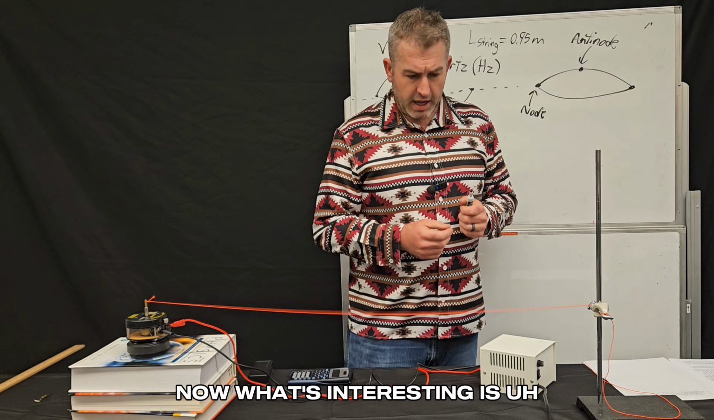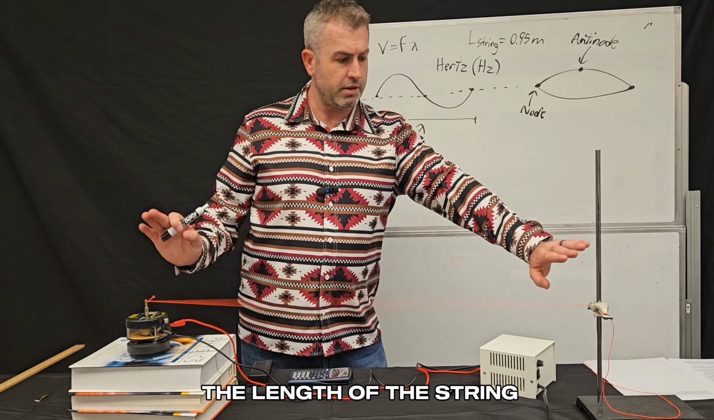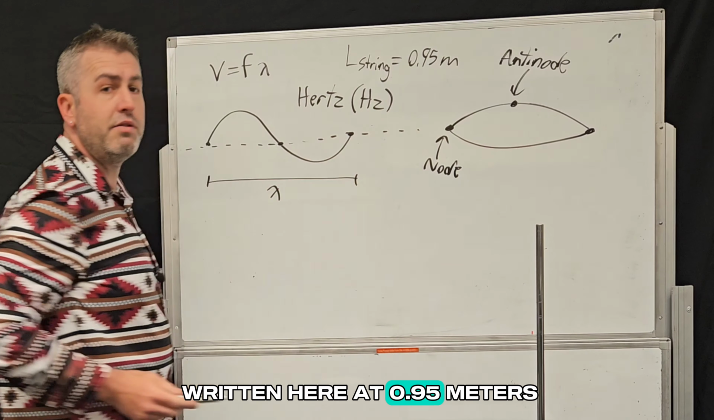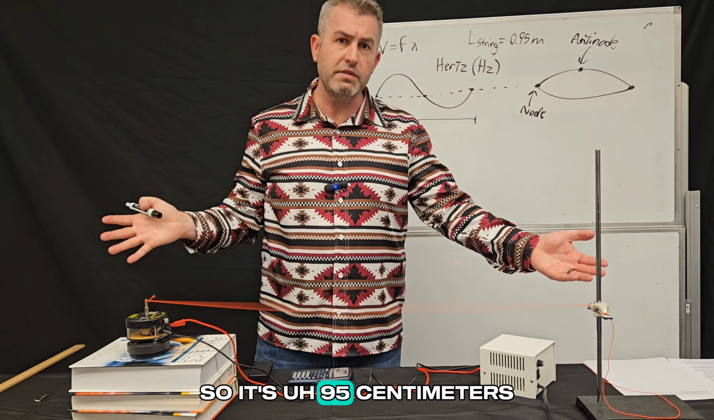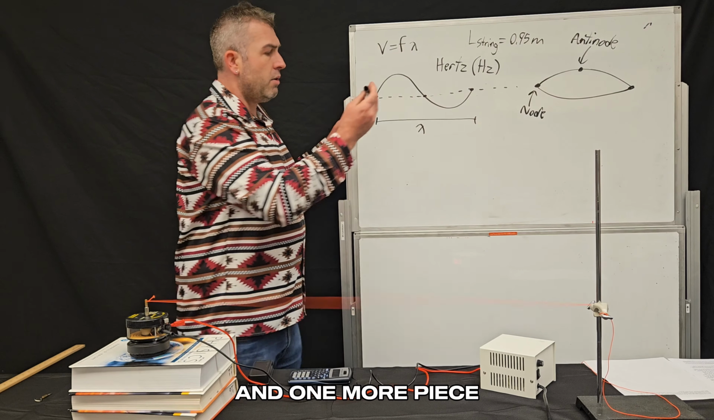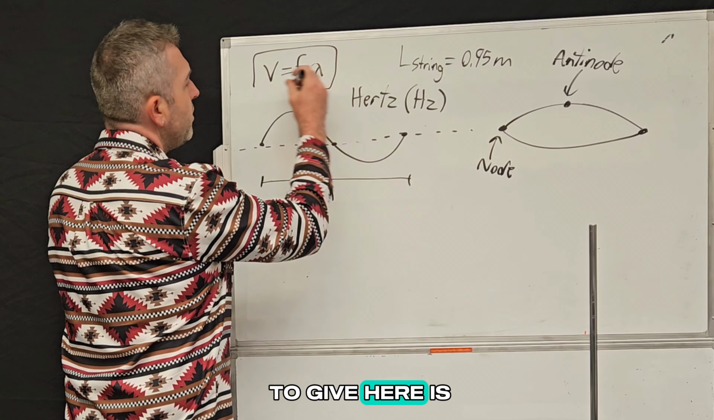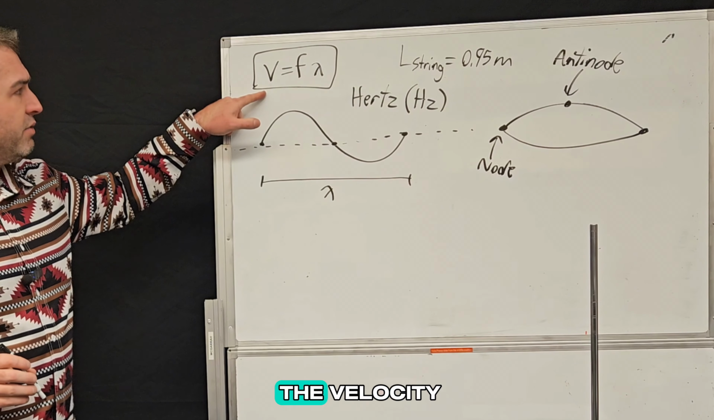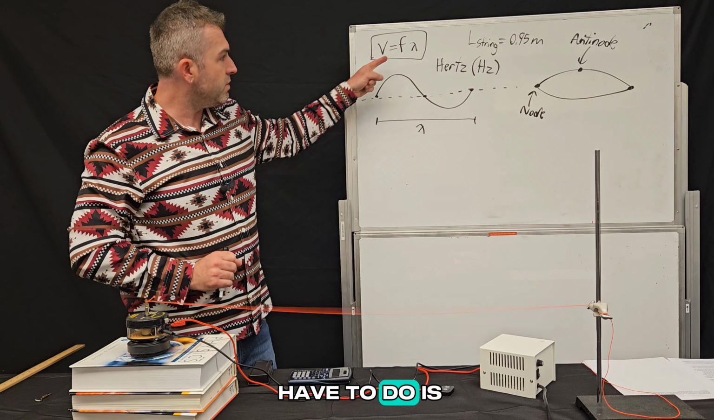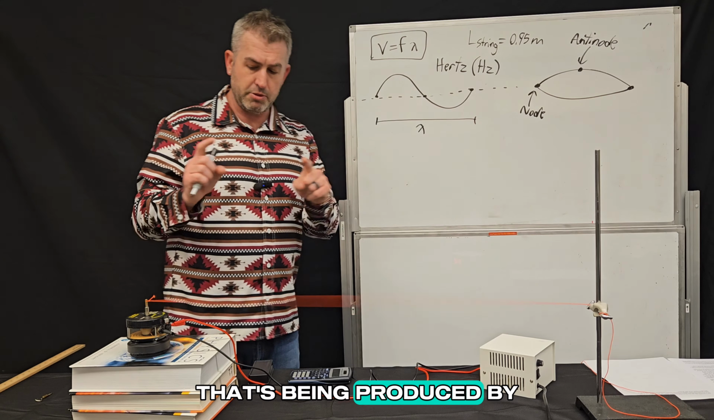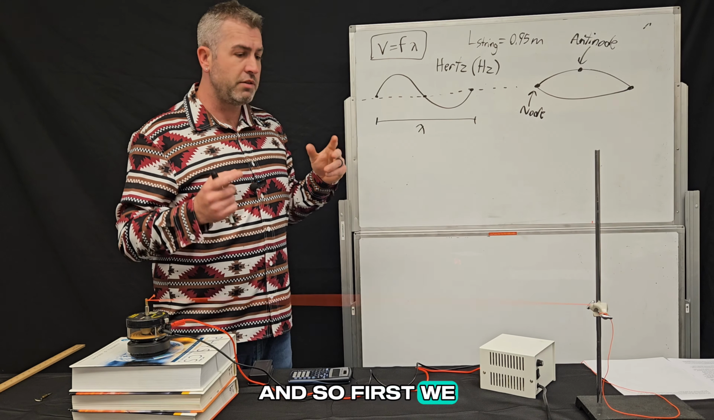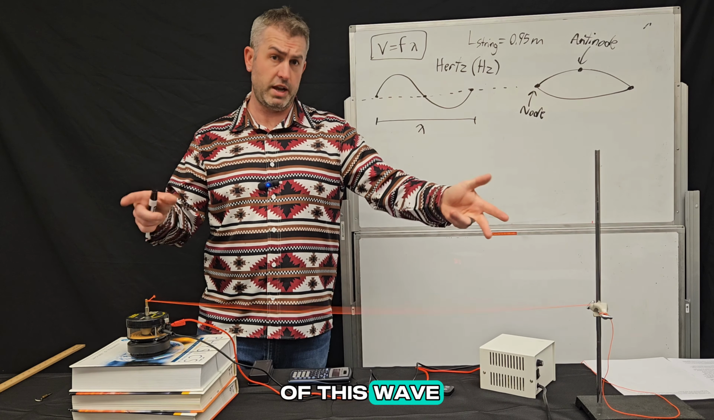Now, what's interesting is I actually already measured the length of the string, and so the length of the string is written here. It's 0.95 meters, so it's 95 centimeters, just under a meter, about 5 centimeters less. And one more piece of information I'm going to give here is we can actually calculate the velocity of the wave moving through the string. All we have to do is take the frequency that's being produced by this generator and multiply by the wavelength. So first we have to figure out, what is the wavelength of this wave?